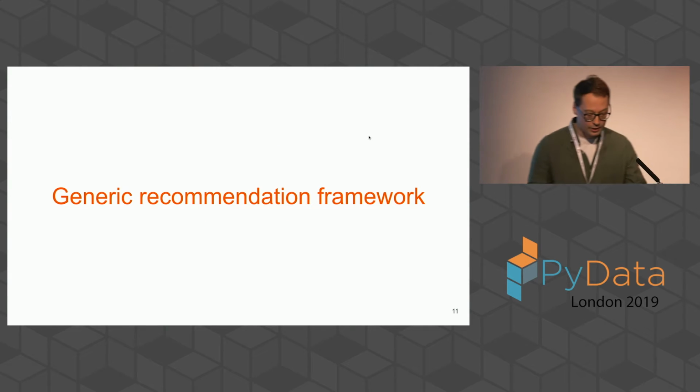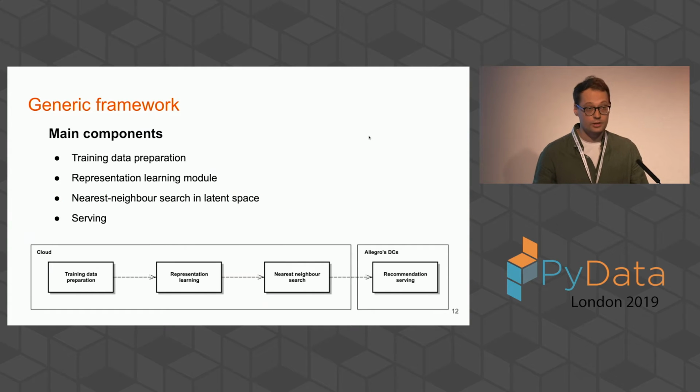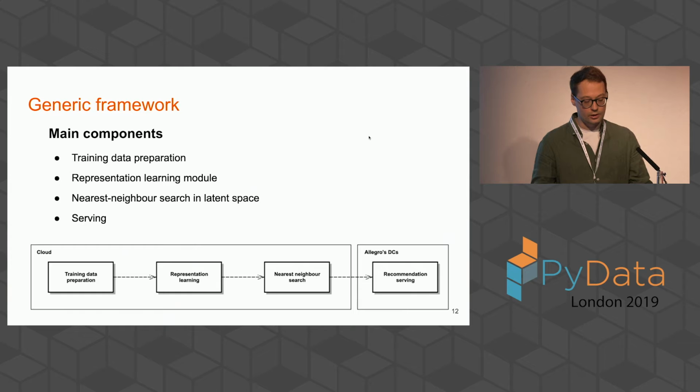Okay, hi everyone. So now let's take a look at our solution. Our design consists of 4 main parts. The first one is the ETL module, which is responsible for preparing the training data set. The second one is the embeddings model, the representation learning model, which actually gives us the embeddings. The third one is the nearest neighbor search module, which actually gives us the recommendations based on the embeddings. And the fourth one is the real-time serving module.